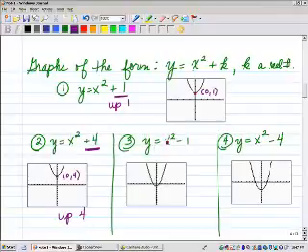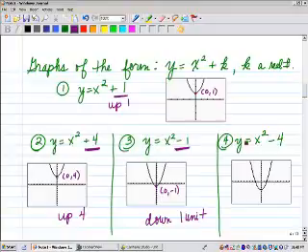Now look at y is equal to x squared minus 1, so our value of k in this case is a negative 1. When we graph it, notice that what happens, the vertex now goes down to the point 0, negative 1. So this time our basic graph of x squared was shifted down 1 unit.